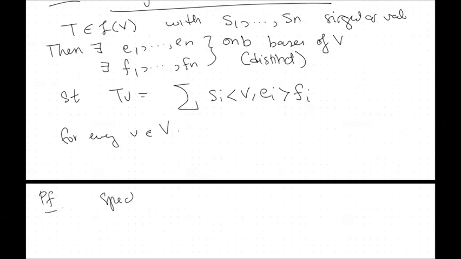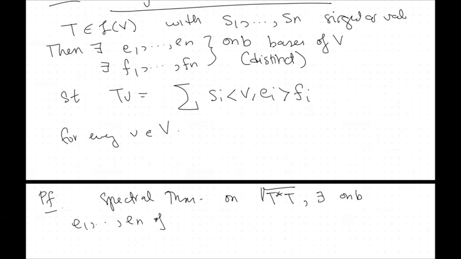Using our spectral theorem, you now realize why the spectral theorem is important, because it guarantees the existence of an orthonormal basis. There exists an orthonormal basis e1 to en of V such that T star T applied to e_j is equal to s_j e_j. This is for all j that we have defined.